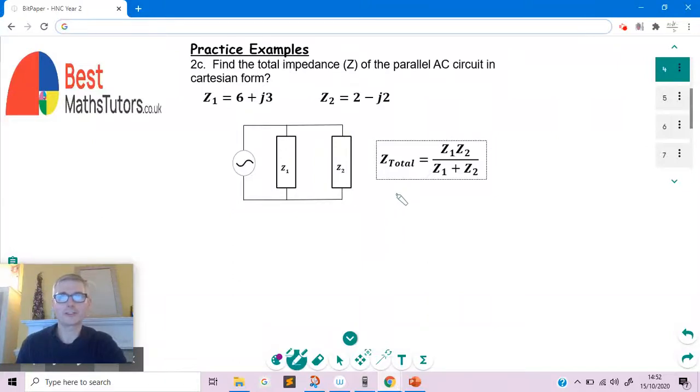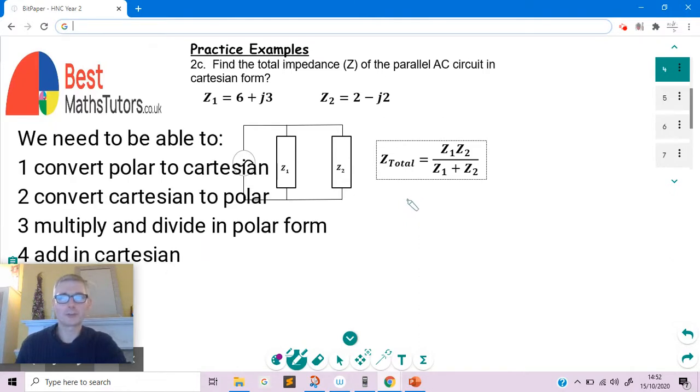We're going to look at a question using complex numbers to calculate the total impedance in an AC circuit. In order to do this, we're going to need to be able to convert between polar and Cartesian form and back again. We're also going to need to be able to multiply and divide in polar form and be able to add in Cartesian form.